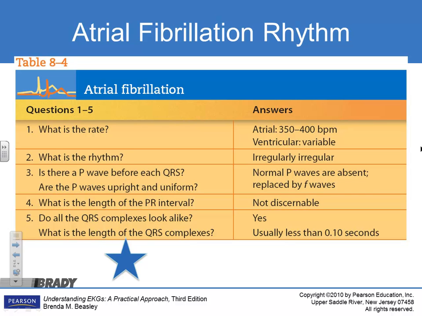So AFib, you're going to look at the atrial rate and the ventricular rate. We really can't count the atrial rate because we don't see any real waves there. But we can count the ventricular rate usually. So it's irregular. P waves are absent. We call those F waves. We can't measure the PR interval because there's not a PR interval, right? And the QRSs are going to be what?